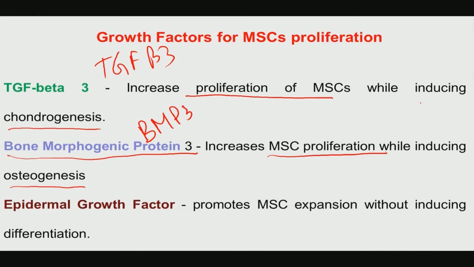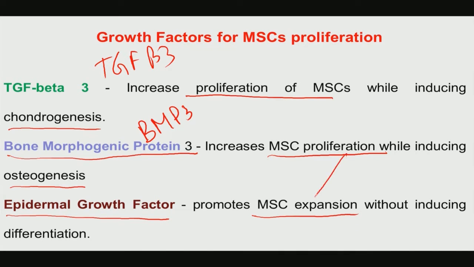So, if more MSCs are committed towards osteogenesis or chondrogenesis, then it is helpful to finally form a cartilage tissue. The same is true for BMP 3, because it essentially instructs MSC proliferation while inducing osteogenesis, like when forming bone tissue. The third one is the epidermal growth factor. It promotes MSC expansion.